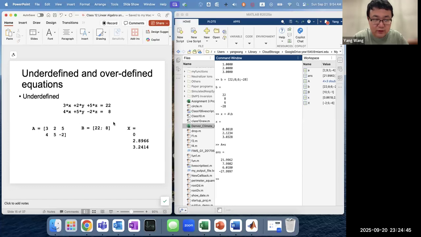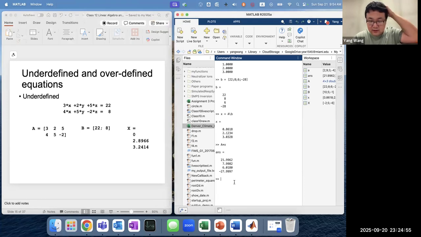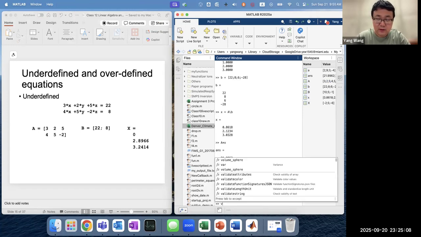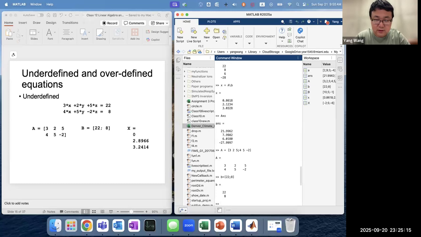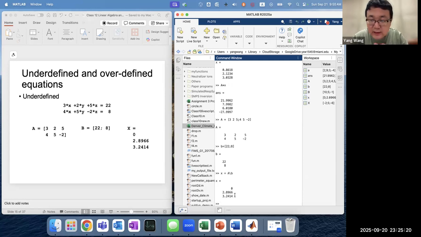Okay, so this is an over-defined set of equations. What if we remove one of the equations, say the third equation? Now we only have two equations but three unknowns. Under this situation, if you still use the left division method, let's define our A to be only two rows, and then B equals 22 and 8, and then X equals A divided by B. We're going to get a solution like this.